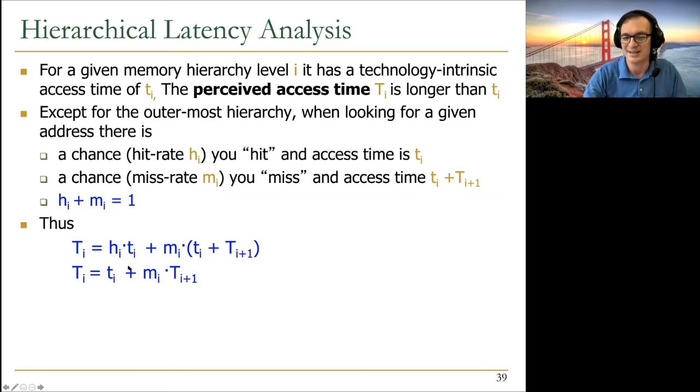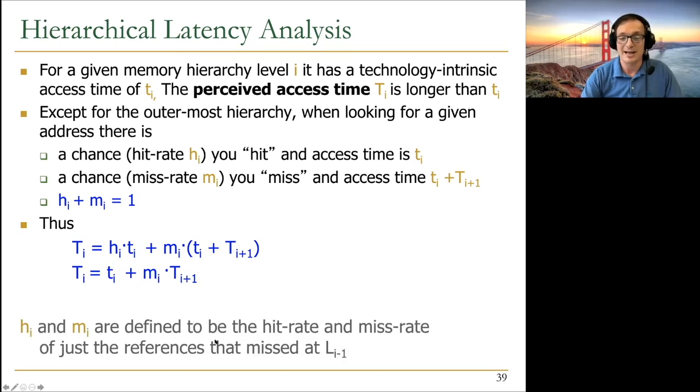Make sense? So basically, you can put values into this hierarchical equation, which I'm going to do before I take a break, to show you what it looks like, essentially. Okay, so I've already mentioned this basically. HI and MI at the level are defined to be hit rate and miss rate of just the references that missed at level I minus one. So basically, these are the references that are seen by a given level, I.